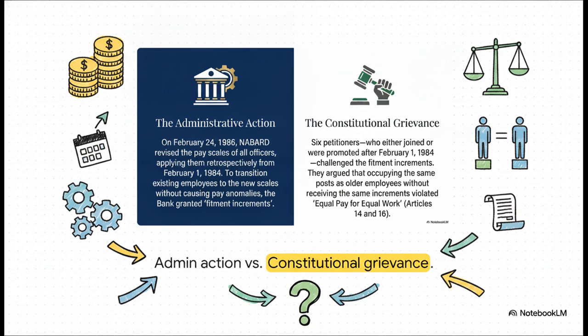Now, to transition the existing employees without accidentally dropping their pay, the bank granted what are known as fitment increments. But here's the catch. 6 petitioners who joined or were promoted after that 1984 anchor date didn't get those specific increments. So they filed a constitutional grievance. Their argument? They occupied the exact same roles as the older employees, so skipping those increments violated their right to equal pay for equal work under Articles 14 and 16 of the Constitution.